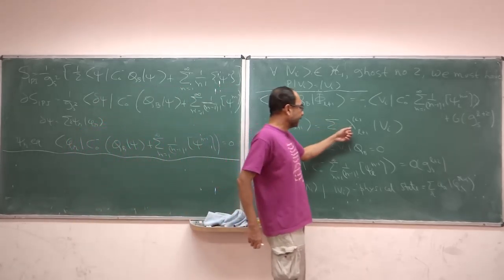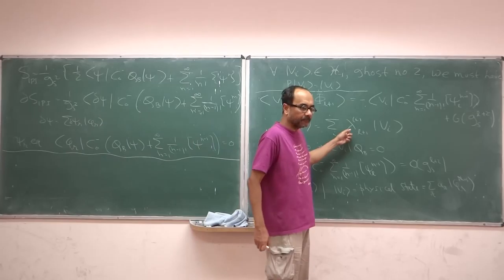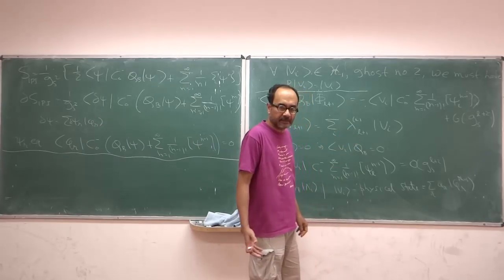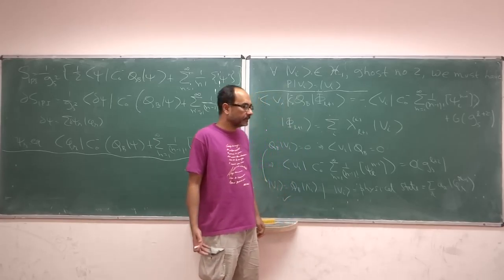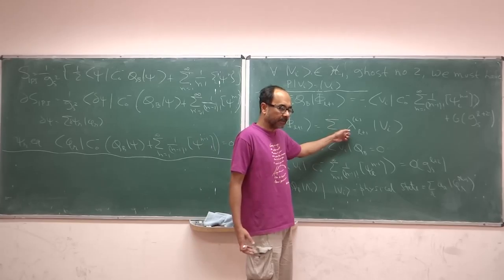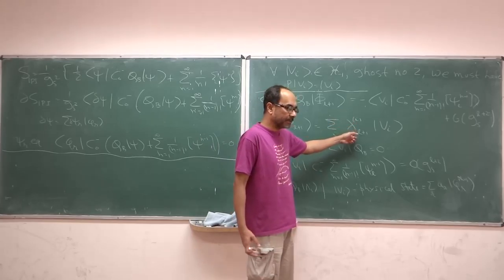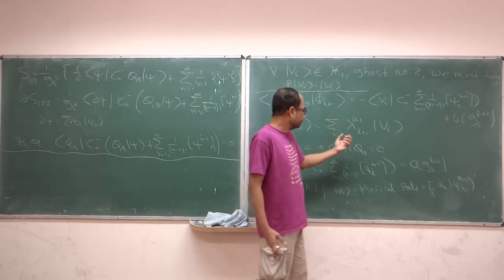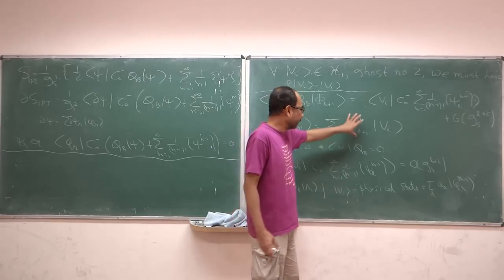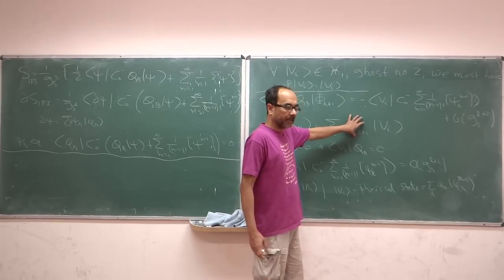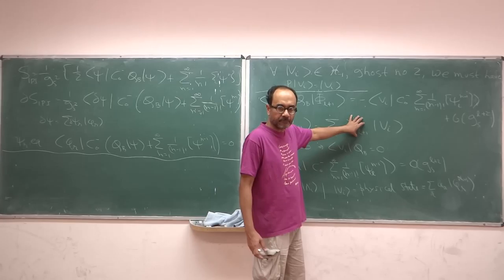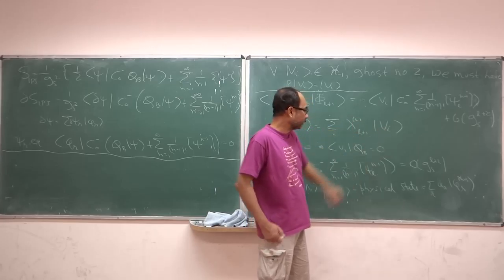In this language, this means that this lambda I n plus 1 can be chosen arbitrarily. Not all lambda I n plus 1, but part of this. But the number matches. The number of lambda I n plus 1 is precisely the number of physical states we have.